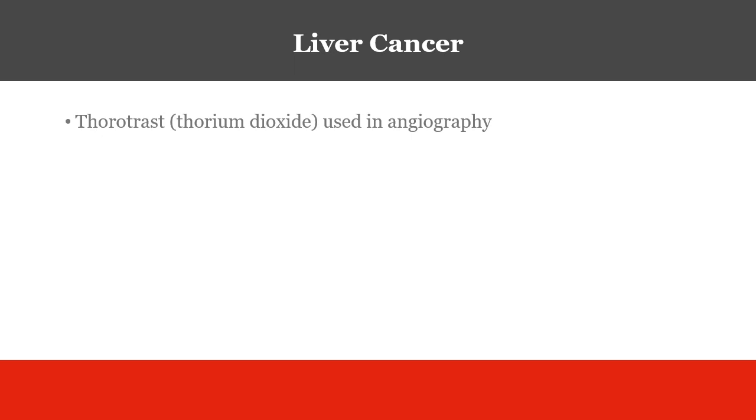And the other cancer was liver cancer. This was one that hit close to home because it was used in angiography back in the 40s. They used thorotrast, which was thorium dioxide, and unfortunately it is radioactive. When they injected the thorium dioxide into their veins for angiography studies, the particles were distributed into the spleen and liver, and they developed liver cancer.